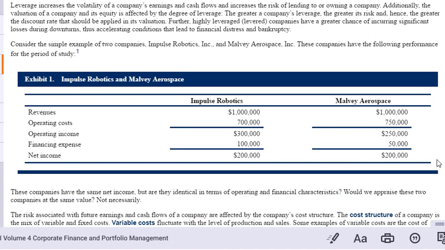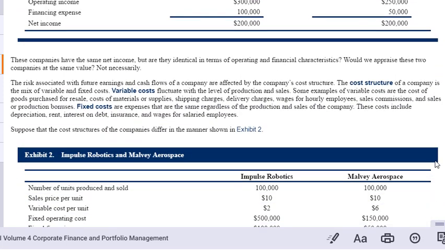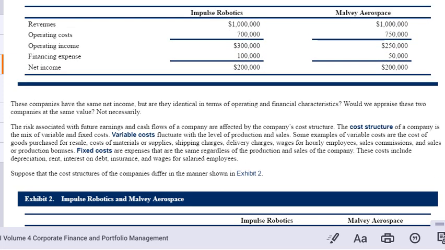But what the text goes on to show is that they have the same net income, but are they identical in terms of operating and financial characteristics? Well, no. We can see here that the operating costs are higher for Malvy Aerospace, so our operating income is different. And then we have a much higher financing expense at Impulse than at Malvy Aerospace. So despite the fact that we have the same revenue and net income, we have different cost structures.